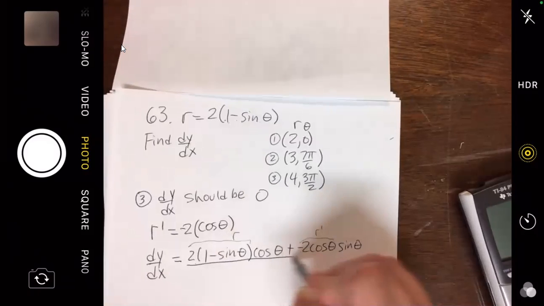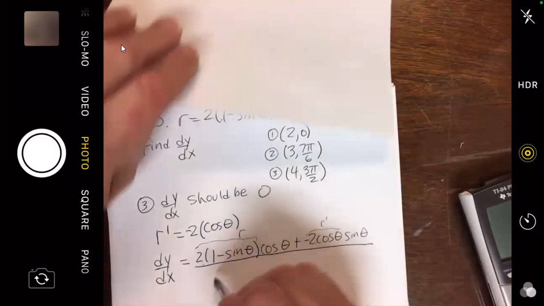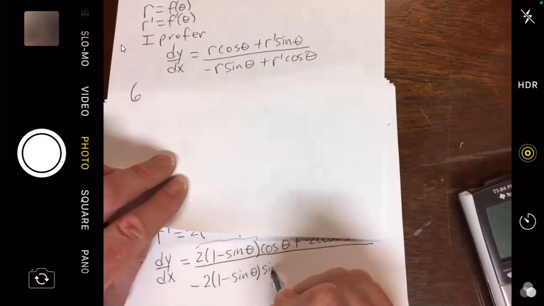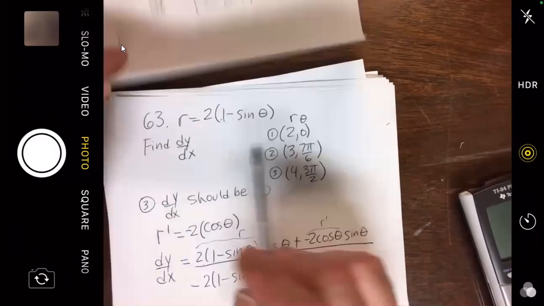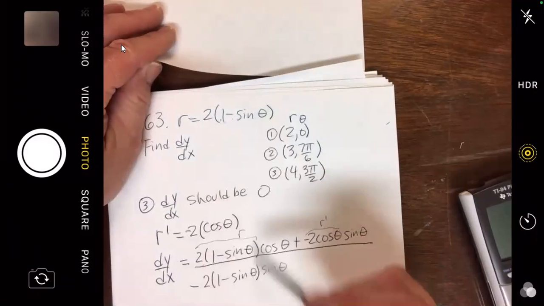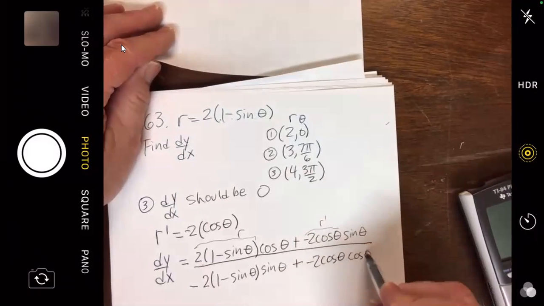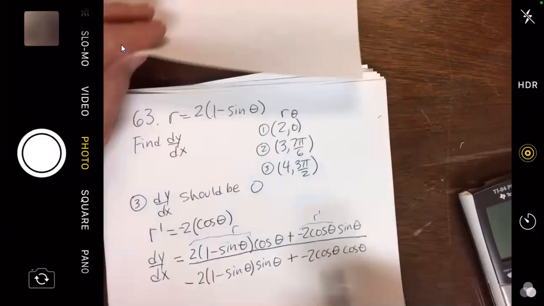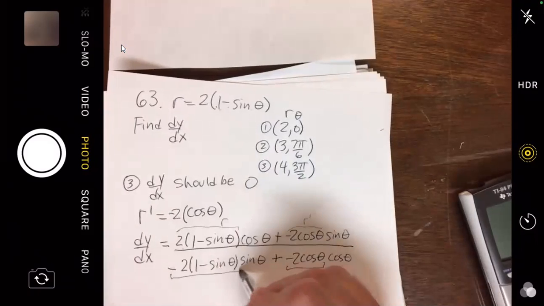So that's divided by negative r sine, negative 2 times 1 minus sine, times sine. This is 2 times 1 minus sine, right here, sine, plus negative 2 cosine times cosine. r prime is negative 2 cosine times cosine. This is r prime cosine. This is negative r.